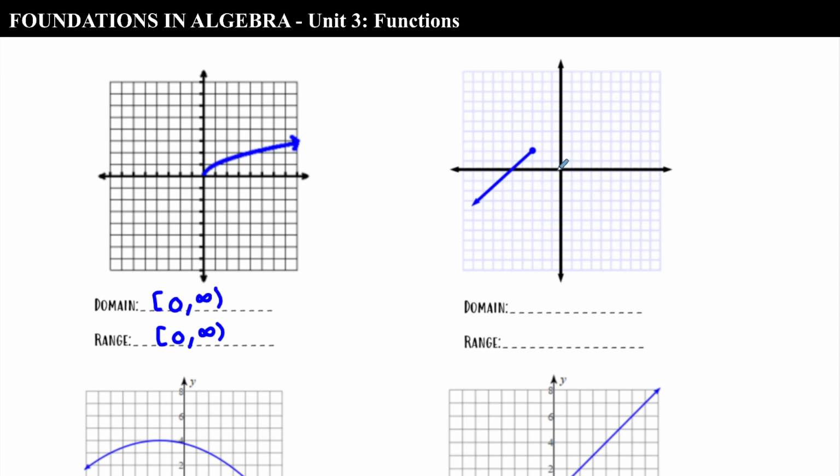Now for this one, our biggest value for domain is negative 3. And we're coming from the negative infinity direction as indicated by the arrow here. We don't include negative infinity, but we do include the negative 3 because we have a solid dot. Now for the range, we're coming from negative infinity because the arrow is pointing down, and we're going up to 2. Again, including that because of the solid dot.